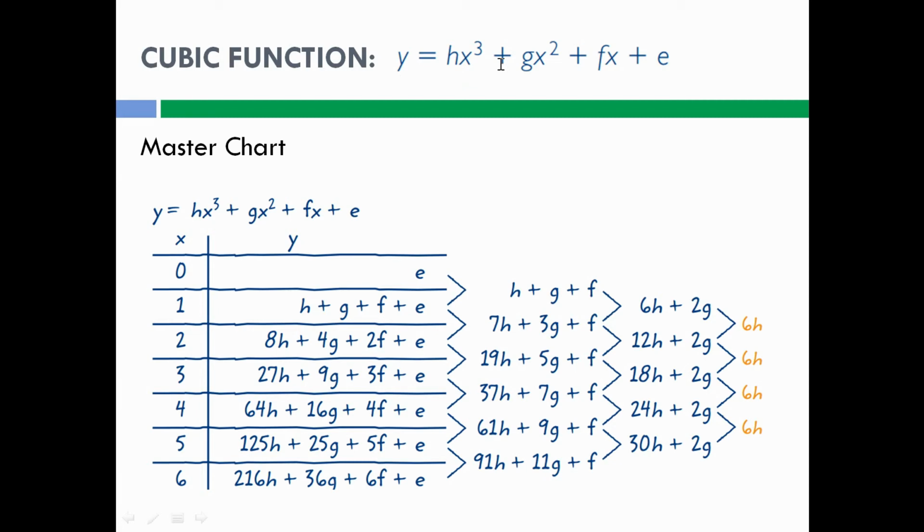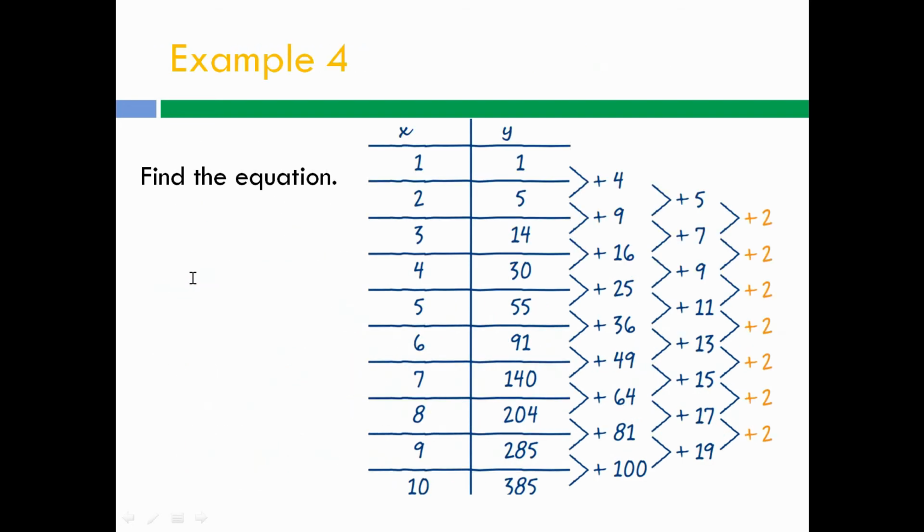y equals hx cubed plus gx squared plus fx plus e. So we actually have to find the value of h, g, f, and e, four values. And the master chart will be given to you. And again, we will start from the end and we'll walk our way until we get the e. Keep in mind, e is the value when x equals 0. So let's see an example.